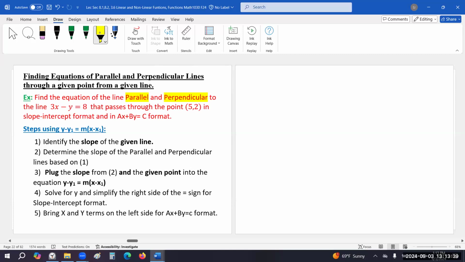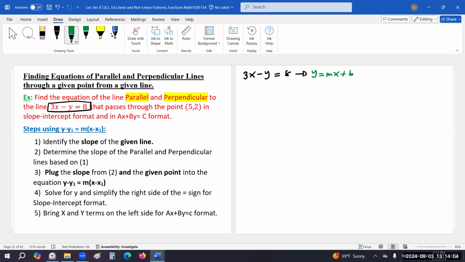So do the exact same thing. We start with the line given to us. 3x minus y is 8. They gave us this line because we want to see the slope of this line. We don't see the slope, means convert into y equals mx plus b.